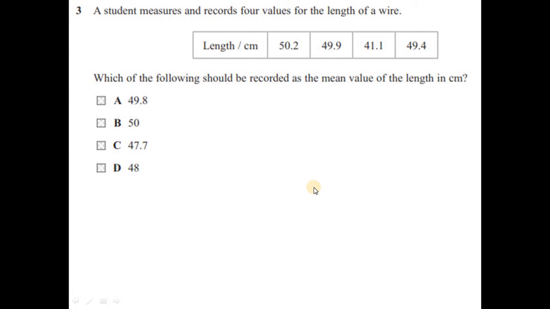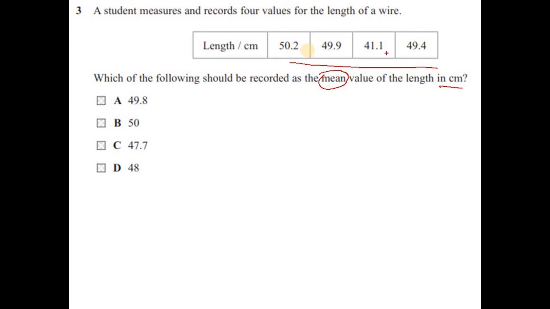Question number 3. A student measures and records 4 values for the length of a wire. These are some data set given, and which of the following should be recorded as the mean value of the length in centimeter? It is a typical question. Generally they give you some values in the form of a data set, different values, more than one value or repeated values, whatever it is, and they ask you to find the mean value. So when you find the mean value, generally we add the given values and divide by their number, but we take care of the anomalous reading.